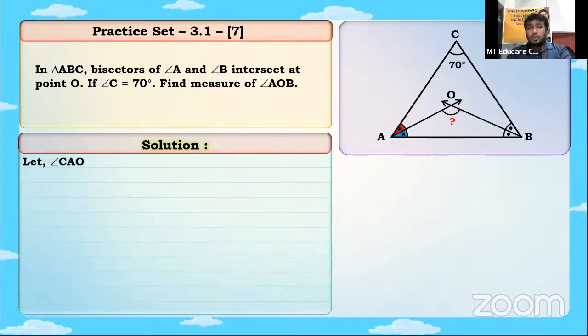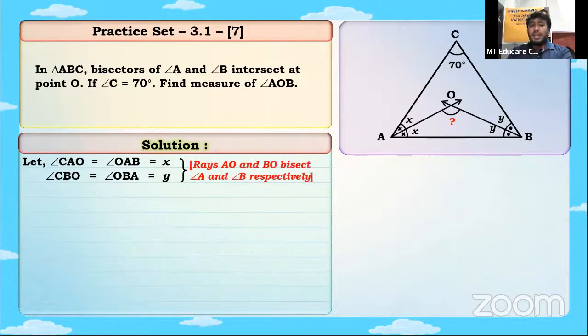Now students, let angle CAO be equal to angle OAB and let their values be x. I'm denoting by a variable. Similarly, look at angle CBA. It is also divided into two equal parts, so CBO and OBA will be denoted as y. The reason for this is that rays AO and BO are the angle bisectors of angle A and angle B respectively. That means AO is the bisector of angle A and BO is the bisector of angle B.